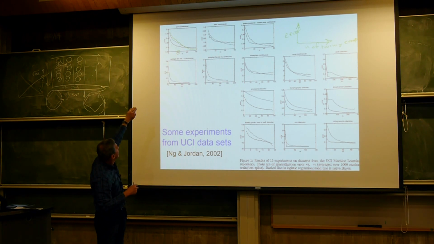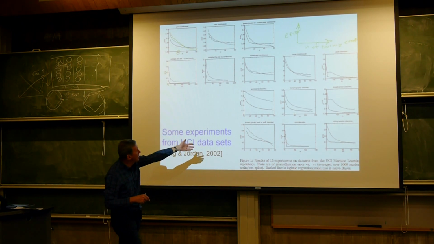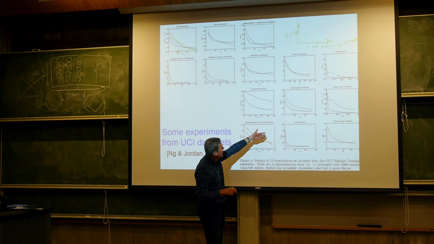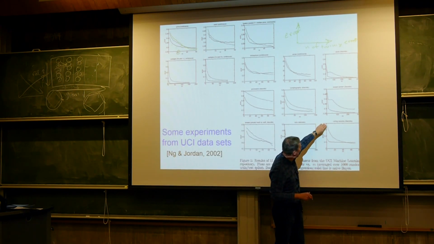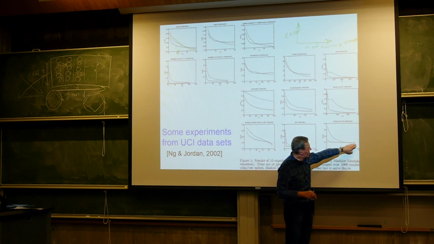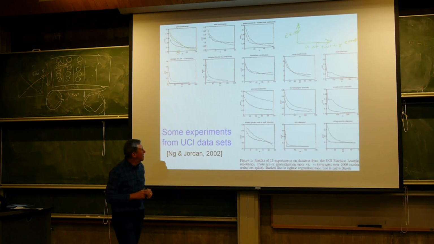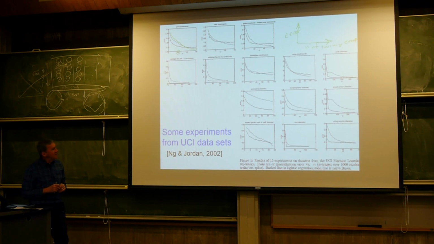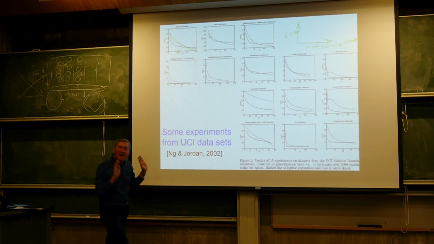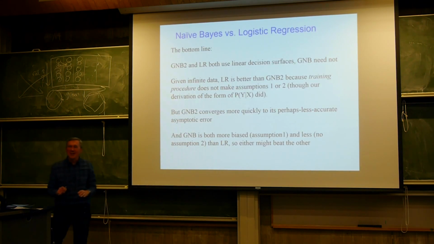That as examples start to appear, the error drops more quickly for naive Bayes. But then in many cases, not all, once we have enough data, the logistic regression error overcomes that initial disadvantage that it had. Okay? All right, so that's, I think, about as much as we want to.